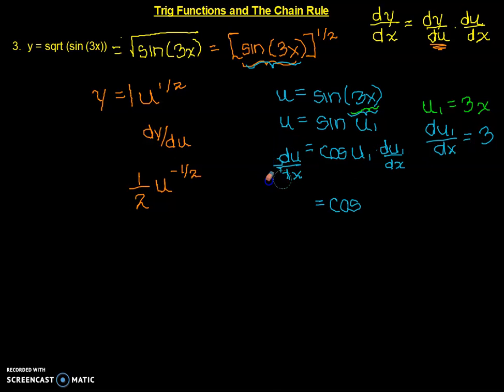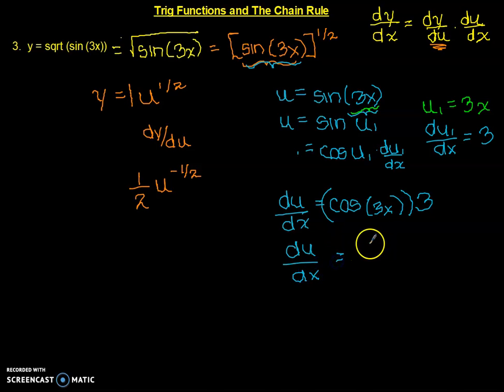Okay, so du over dx equals cosine of u sub 1, but again, remember everything should be in terms of x. So what is u sub 1? It's 3x. Times du sub 1 over dx, which is 3. So du over dx equals 3 cosine of 3x. Remember, never multiply that 3 by the angle. It belongs to the cosine, so it would have to be cosine of 3x, and this 3 right here is just the coefficient of it.